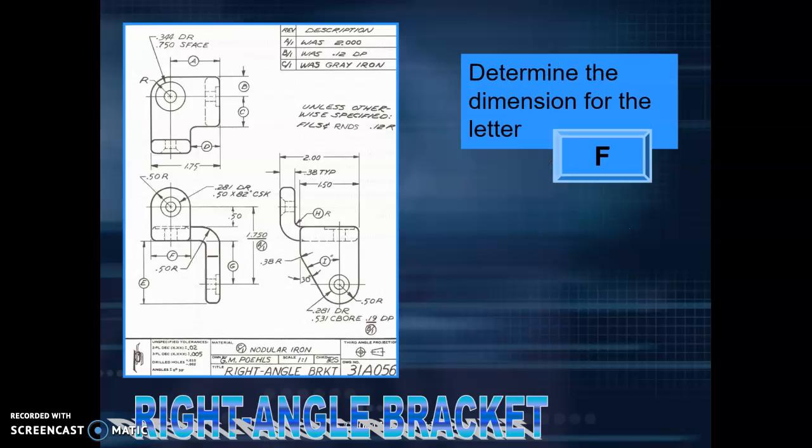Determine the dimension for letter F. All right, let's see, where is F? It's right there. This has a radius of 0.5, so double that radius gives us the width there of 1.00.